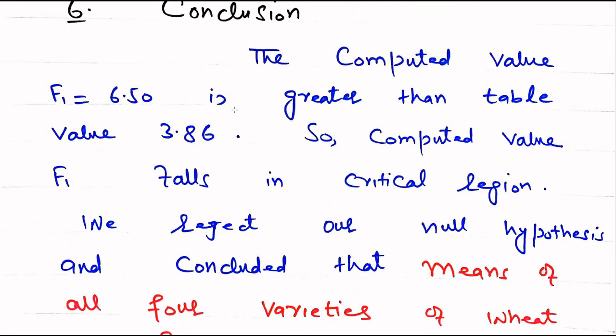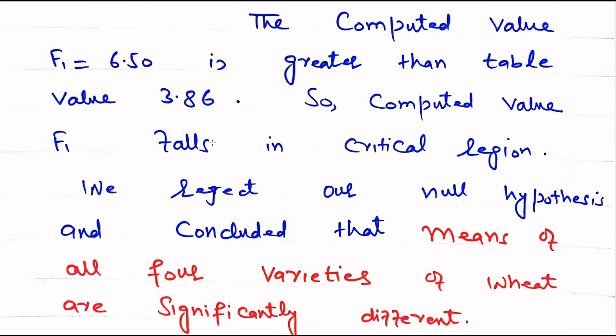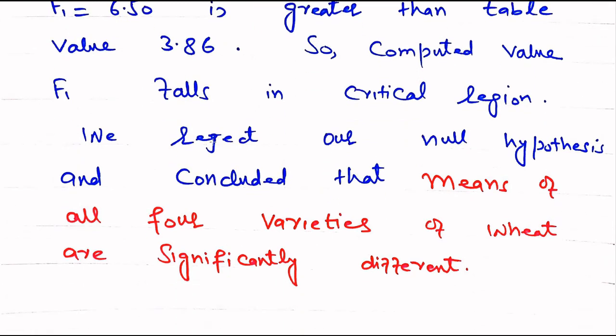So here is the conclusion that I write: the computed value F 6.50 is greater than the table value 3.86. So the computed value of F falls in the critical region. So we reject our null hypothesis and conclude that the means of all 4 varieties of wheat are significantly different.